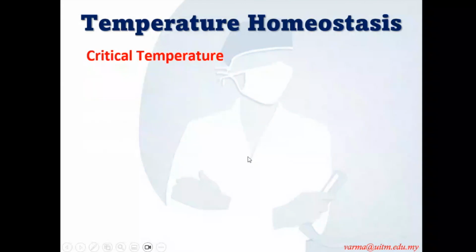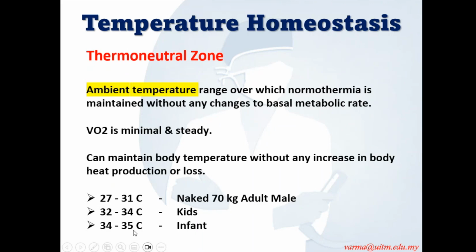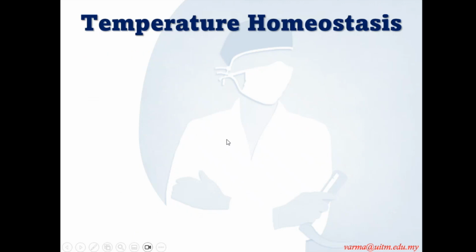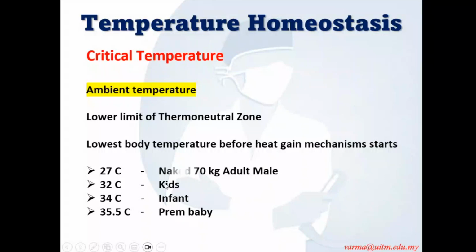Here we talked about heat gain here and heat loss here. That is the thermoneutral zone, the upper end and the lower end. Whereas your critical temperature only talks about the lower end, because it talks about when the heat gain mechanism starts. So in an adult male, it's 27 degrees Celsius, in kids it's 32, in infants it's 34.